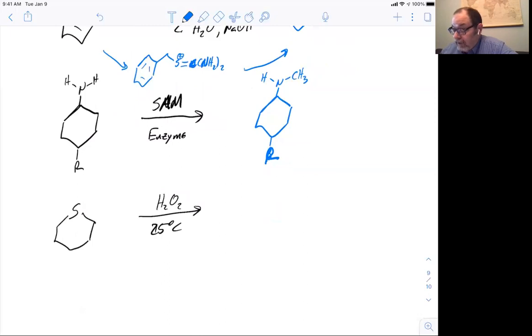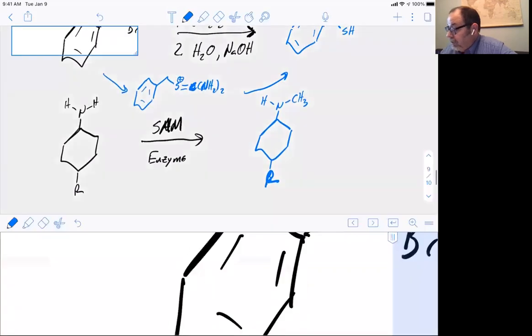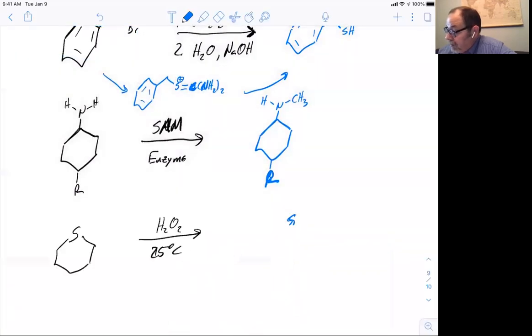Okay, the last one, we have a sulfide. A sulfide with a mild oxidant is going to end up with a sulfoxide. So we just oxidize up to the sulfoxide. Okay. Questions about this one?